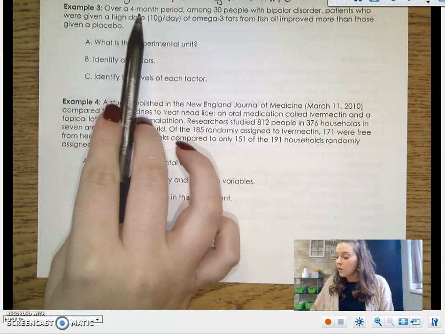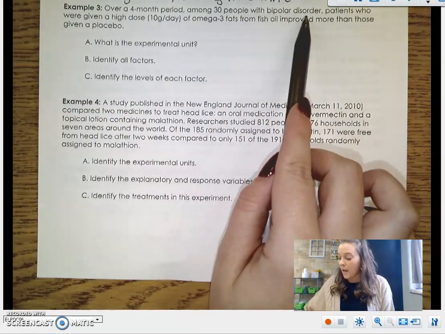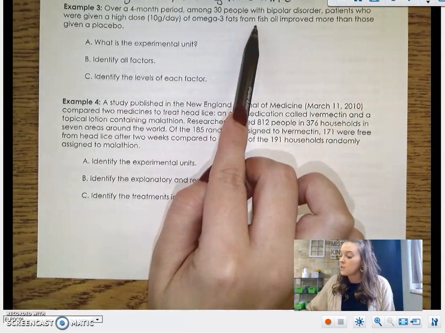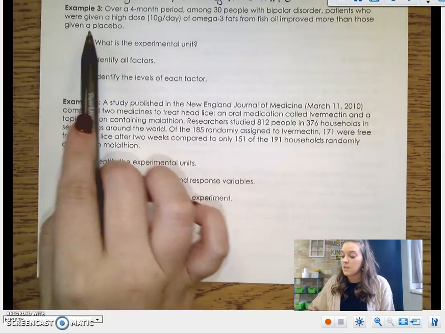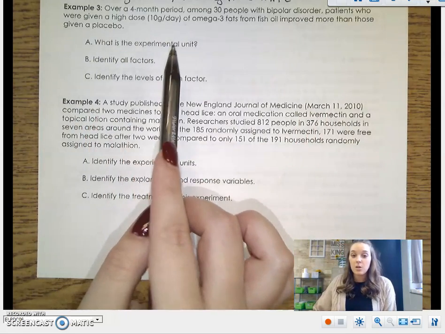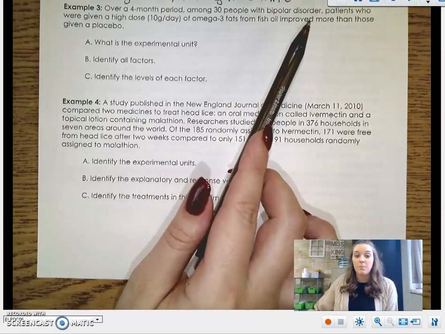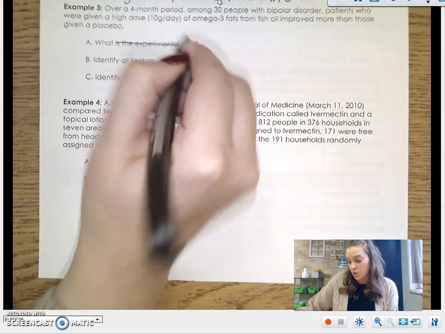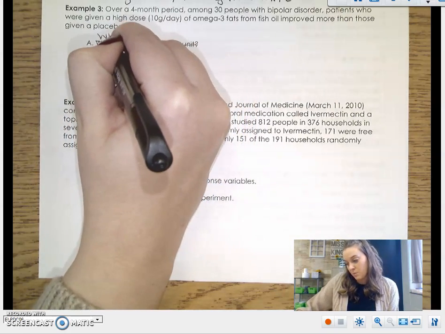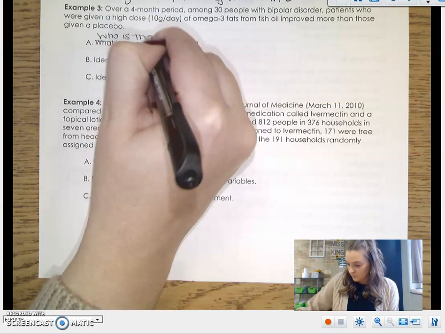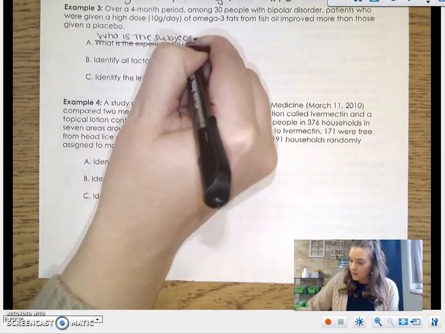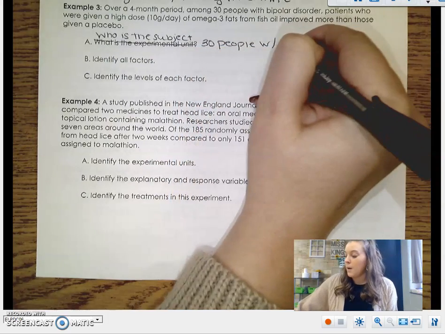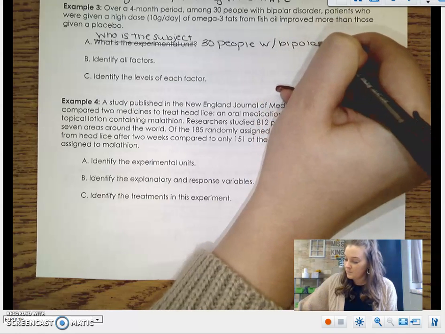Example number 3 says, over a 4-month period among 30 people with bipolar disorder, patients who were given a high dose, 10 grams a day, of omega-3 fats from fish oil improved more than those given a placebo. So my experimental units are going to be the 30 people with bipolar disorder. But remember, when we're talking about humans, we're really talking about subjects. Or who is the subject? And we have 30 people with bipolar disorder.